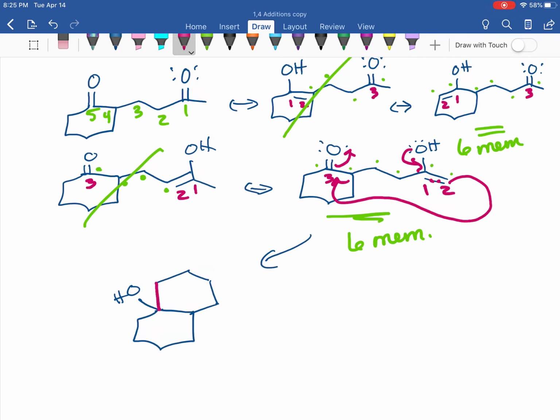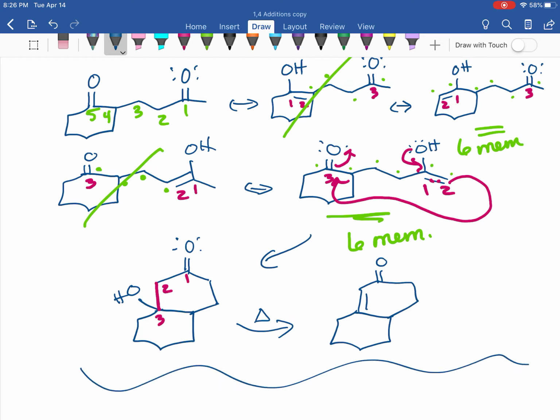Let's color code for a second. Which bond did we just form? We just formed this one. In fact, this would be our 1, 2, 3. So where do we reform our ketone? Right here. Okay, isn't that awesome? And then wait for it, you're not done. What happens when you add just a little bit of heat to that? You are going to make a nice fused bicyclic ring right there.